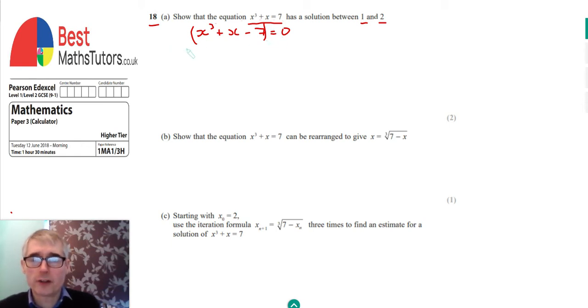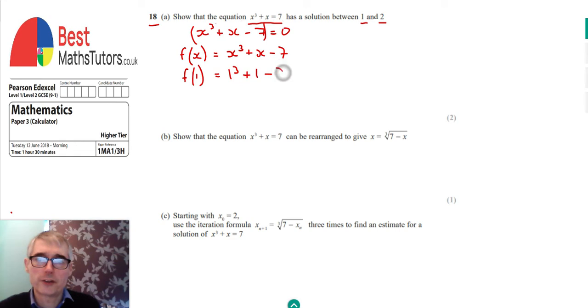And it's quite nice to define it as a function. So we can say f of x is equal to x cubed plus x minus 7. And what we're trying to find is the value which would make this equal 0. If we put in x equals 1, we'd get 1 cubed plus 1 minus 7. And that equals 1 cubed is 1, plus 1 is 2. Take away 7 gives us minus 5.